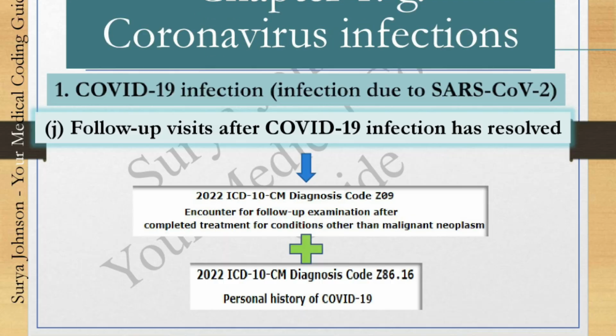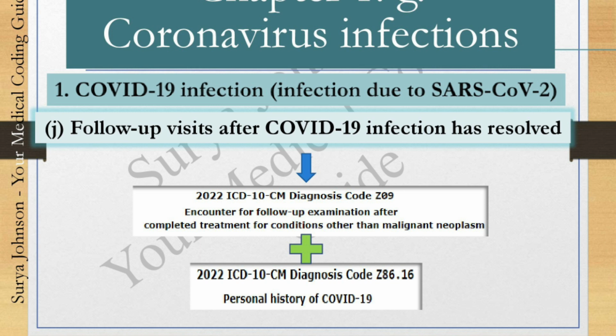So the next one, 1J, follow-up visits after COVID-19 infection has resolved. So the patient now does not have any COVID-19 infection. It's been resolved completely, but the patient is coming for a follow-up visit. In this scenario, you will be coding Z09, which is encounter for follow-up examination after completed treatment for conditions other than malignant neoplasm. So there is nothing specifically to COVID-19 mentioned here. So in this scenario, you will be coding other than malignant neoplasm. And additionally, you will be coding Z86.16, which is the personal history of COVID-19.